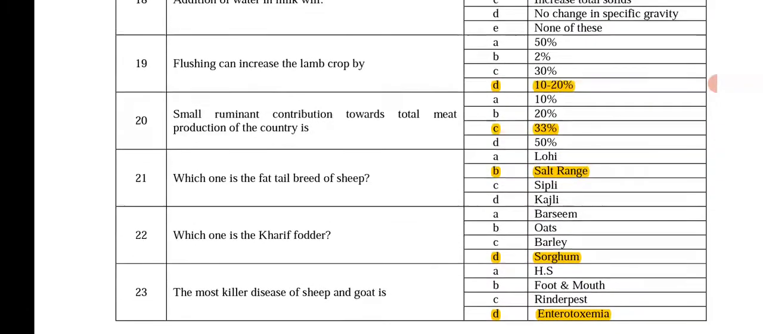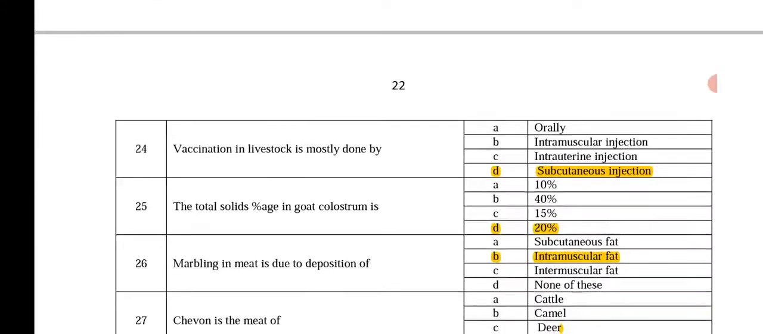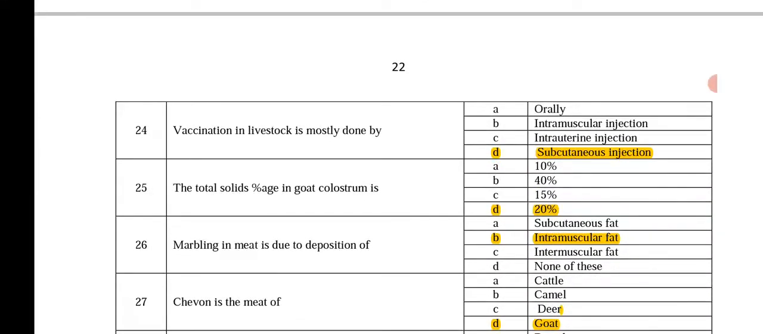Which one is the fat tail breed of sheep? Salt range. Which one is the kharif fodder? Sorghum. The most killer disease of sheep and goat is enterotoxemia. Vaccination in livestock is mostly done by subcutaneous injection.